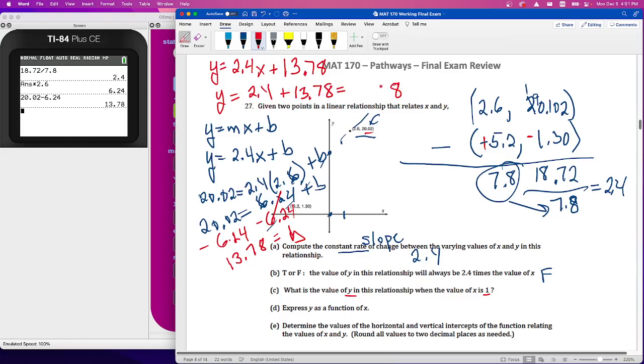7 and 4 is 11. Carry the 1. 3, that makes that a 4. Plus 2 is a 6. Plus the 1, so we get 16.18.